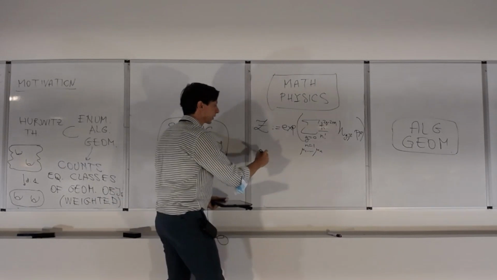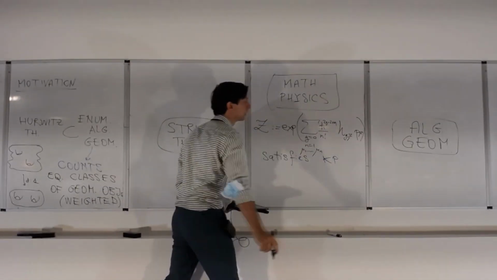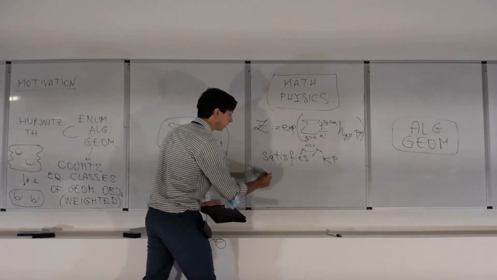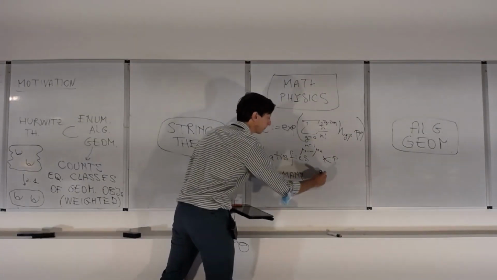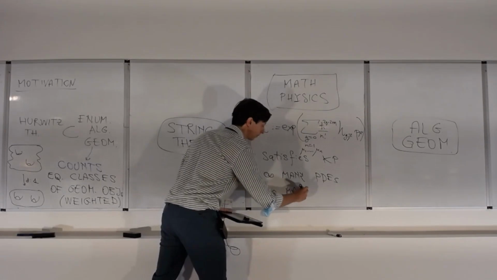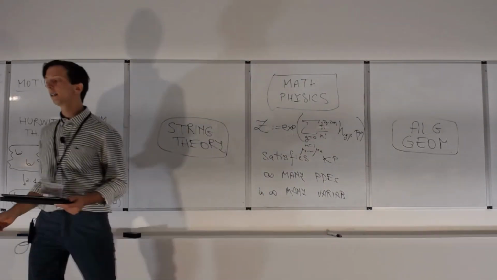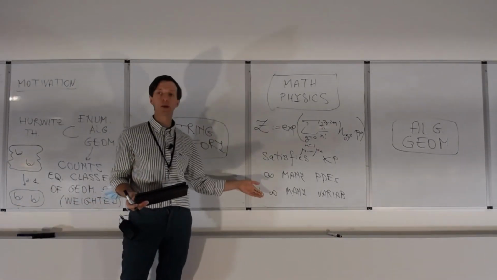So it actually satisfies what people call KP integrability. So you can think of it as an infinite list of PDEs in infinitely many variables. Yeah, exactly. So the partition function is the tau function of KP. This is why it is interesting from the point of view of integrable hierarchies.